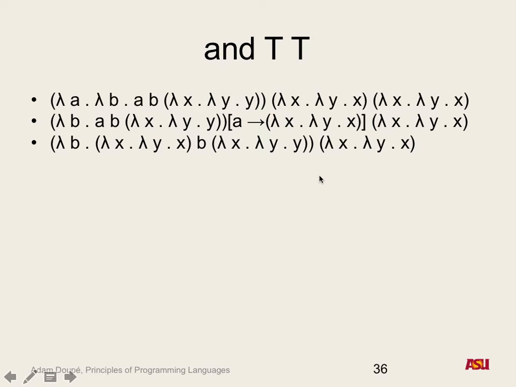So now we actually do have two choices. We have two beta reductions. We have one in here, this b applied to lambda x dot lambda y dot x, and then we have the outer lambda b with this lambda x dot lambda y dot x. So we'll do the outer one first. It actually doesn't matter, but since we've been doing the outside one, let's just apply this next one.